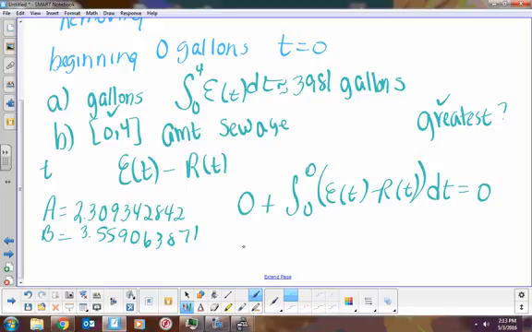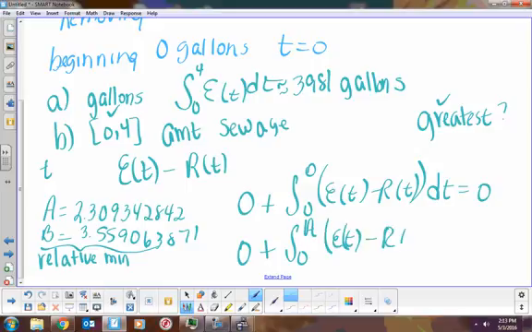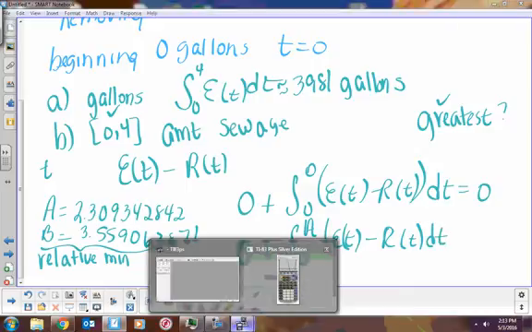Yes. So now we're going to do 0 plus the integral from 0 to a, because remember we said that was possibly a maximum. This is at least a relative minimum, so we're not going to do anything with that. So now we're going to do E of t minus R of t dt. And what are we going to do? We're going to go to our calculators.